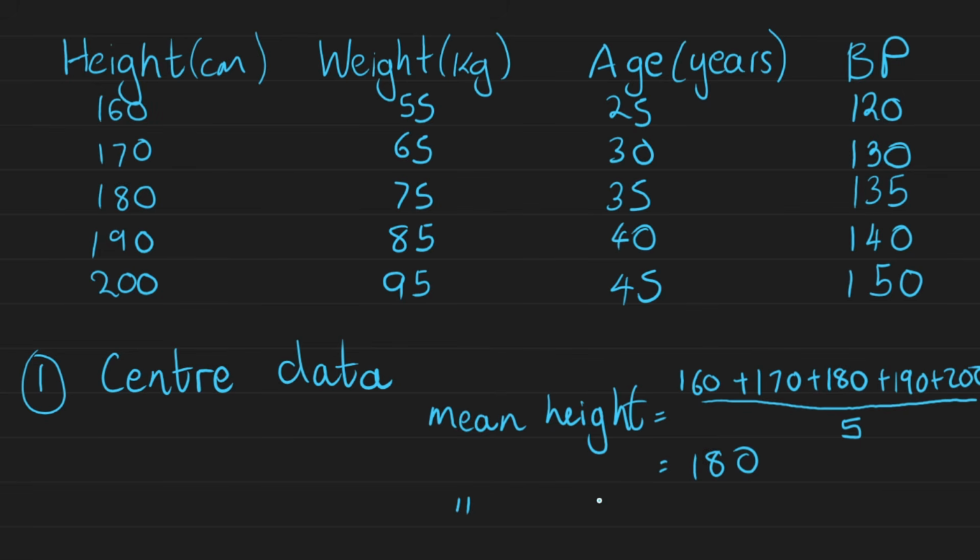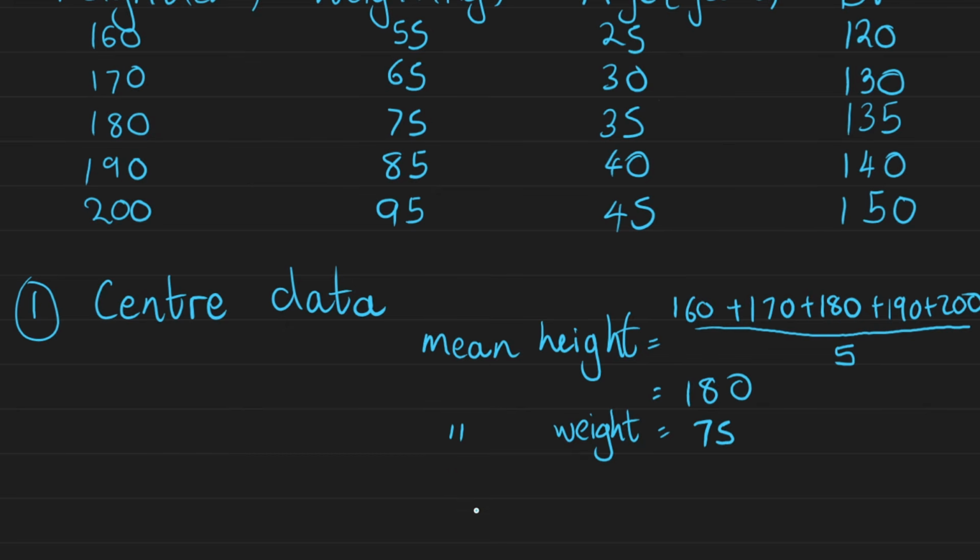So similarly, we can determine the mean weight. The mean weight is just going to be 75. And finally, the mean age. So the mean age is 35.